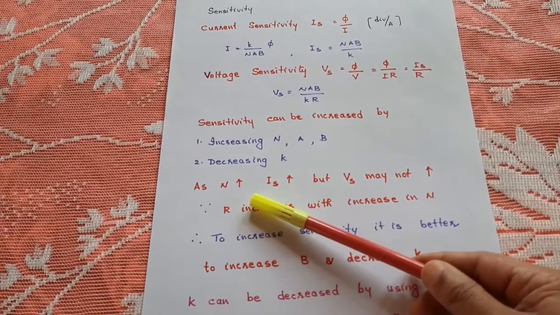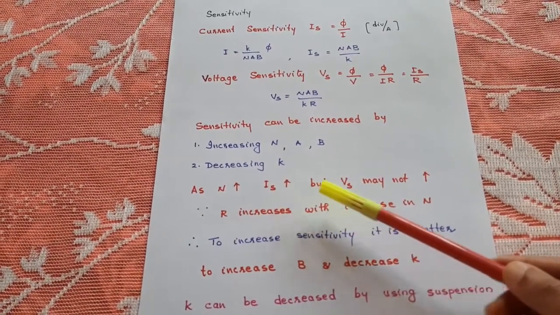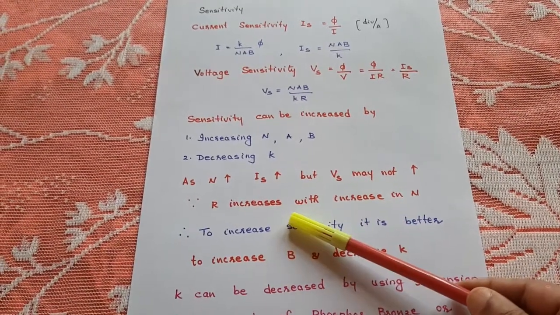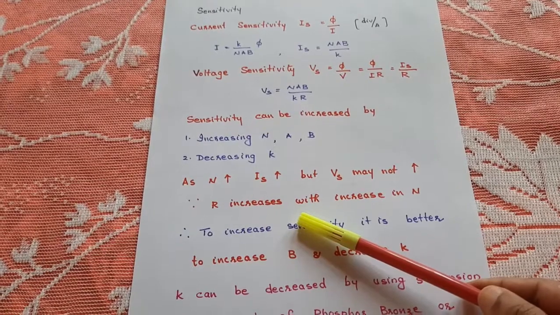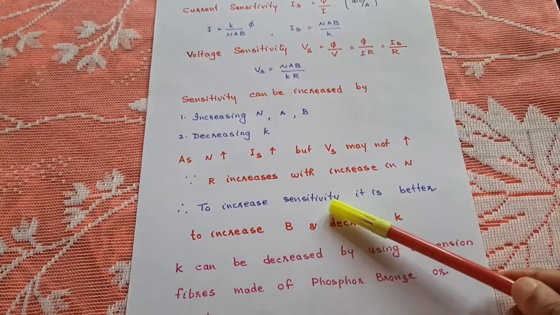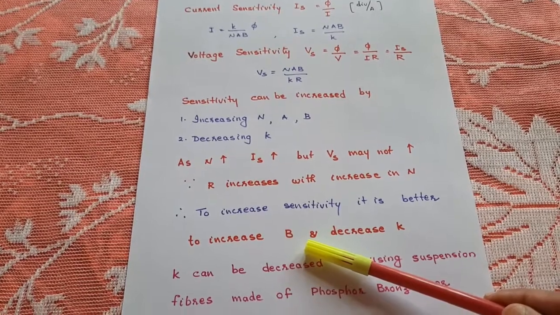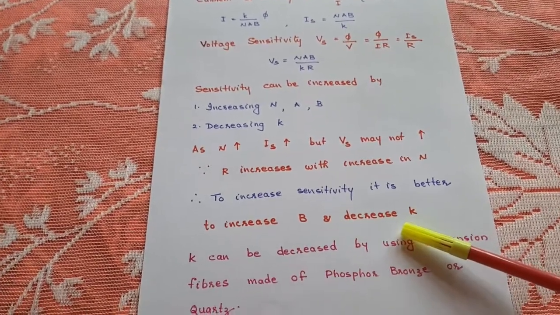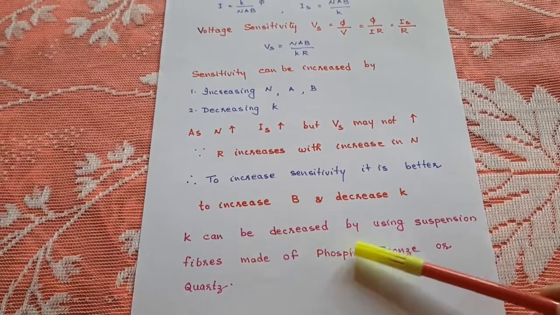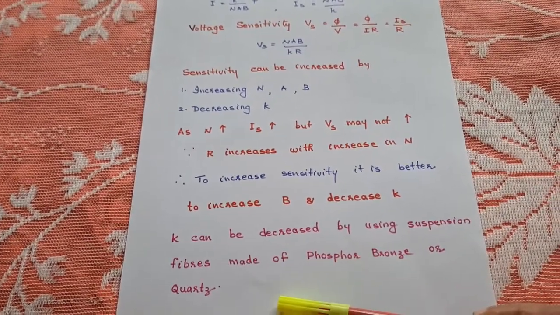But as the number of turns increases, the current sensitivity increases, but the voltage sensitivity may not increase. This is because the resistance of the coil increases with increase in the number of turns. Therefore, to increase the sensitivity, it is better to increase the magnetic field and decrease the torsional constant. The torsional constant K can be decreased by using suspension fibers made of phosphor bronze or quartz.